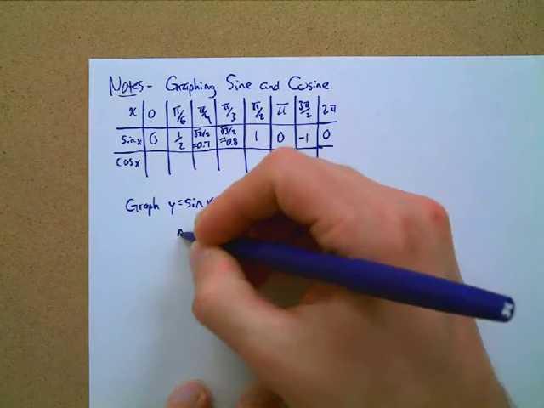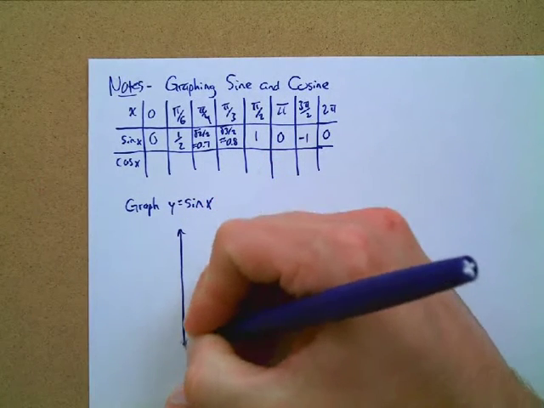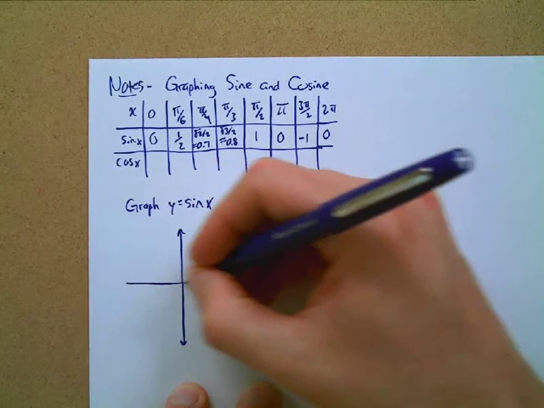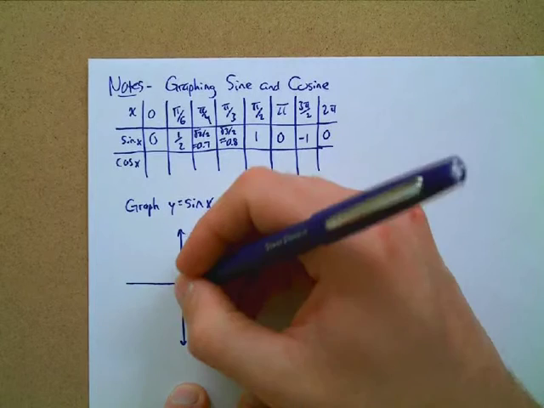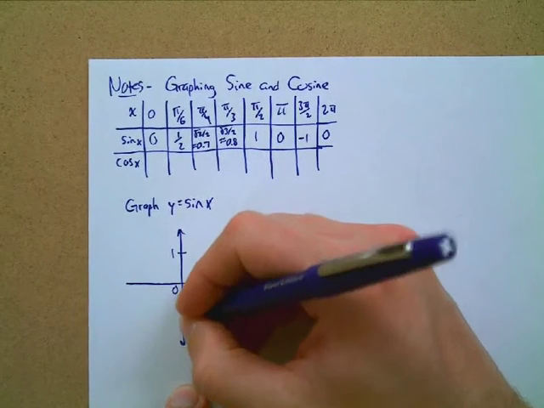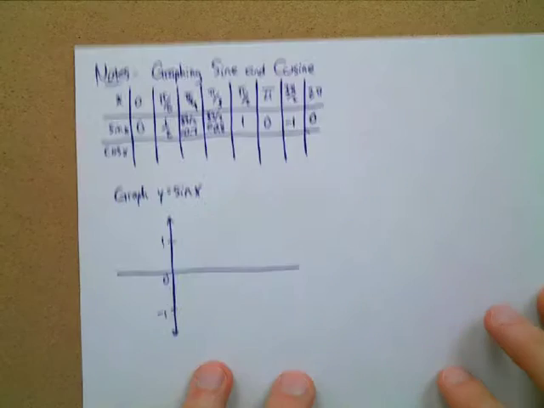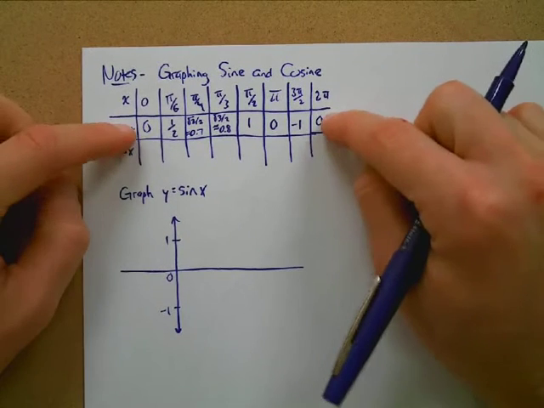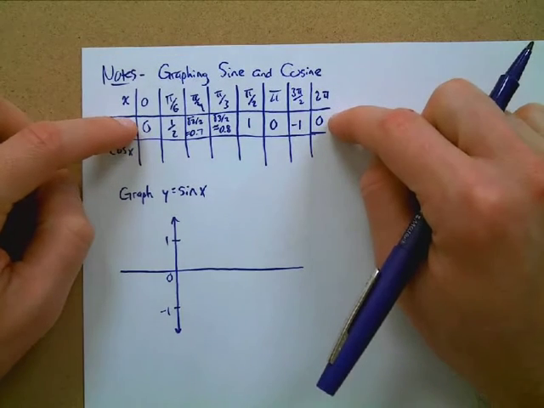Okay? So when I go to set up my y-axis to graph this, I'm going to put my x-axis right in the center. Okay, let's put 0 there. I'm just going to go up to +1 and then down to -1, just like that. Because it looks like the highest y value for sine was 1, and the lowest y value is -1.